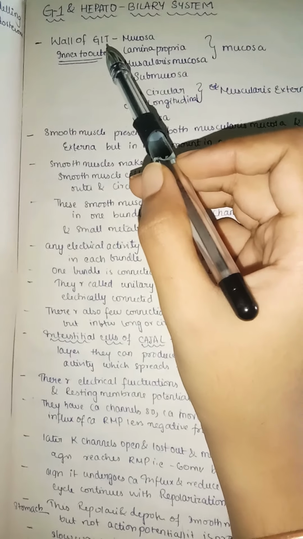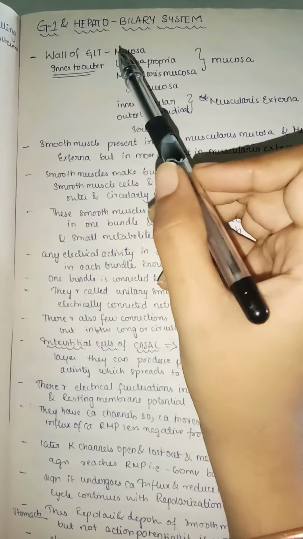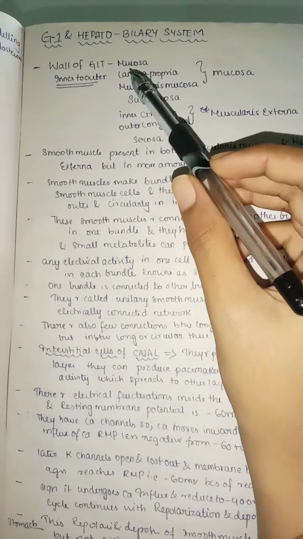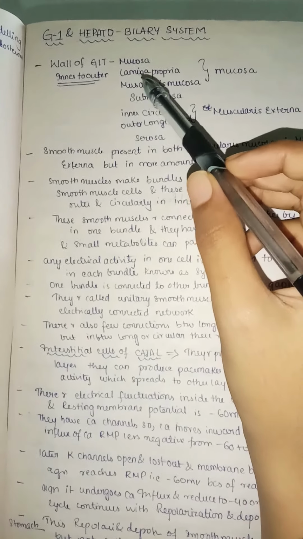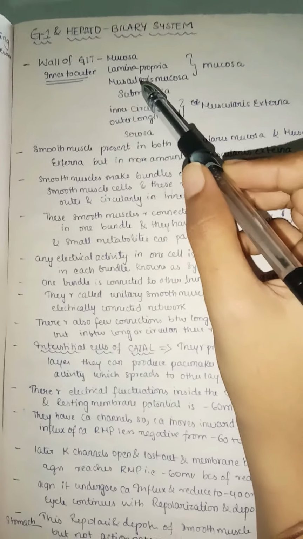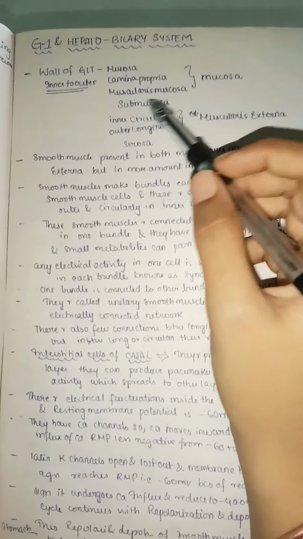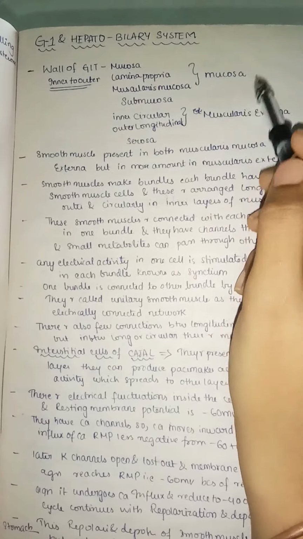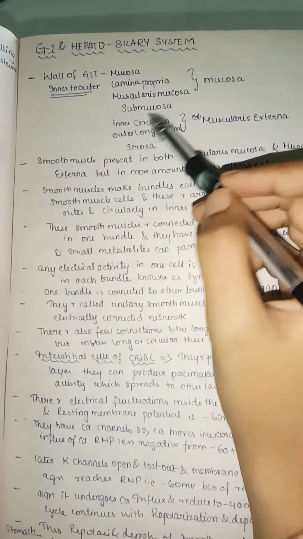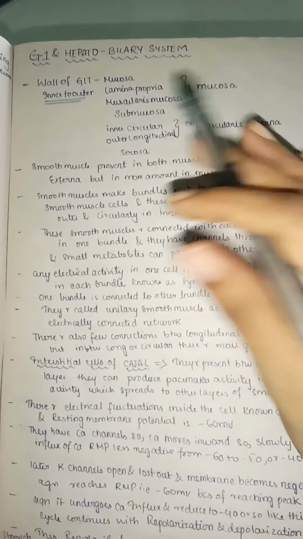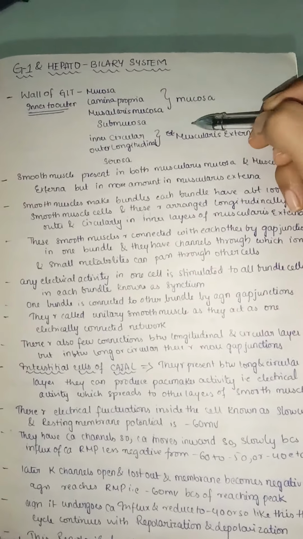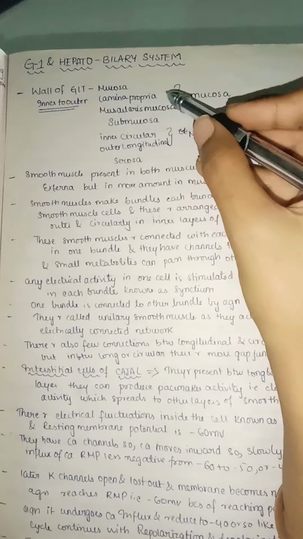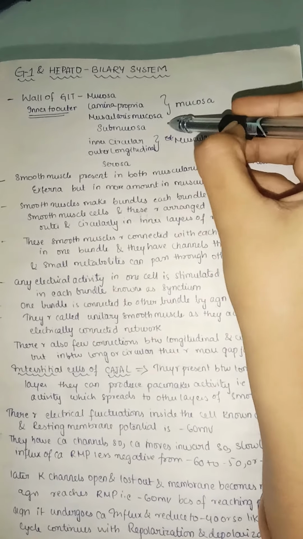First we'll see what are the walls of GIT. The walls of GIT, from the inner side to the outer side: inside we have our mucosa layer, and later we have the lamina propria, and next we have the muscularis mucosa. These three together form the mucosa layer, and next we have the submucosa, and next we have the muscularis. So normally we have mucosa, submucosa, muscularis externa. Inside the mucosa we have mucosa, lamina propria, muscularis mucosa.